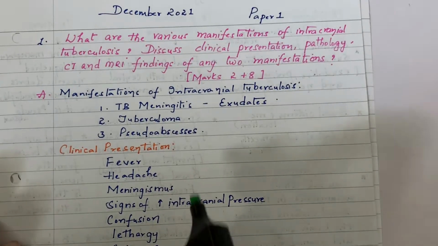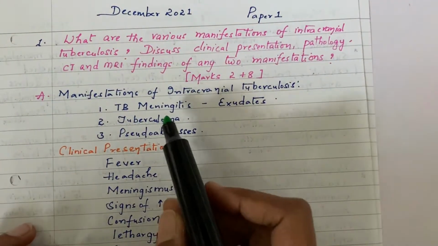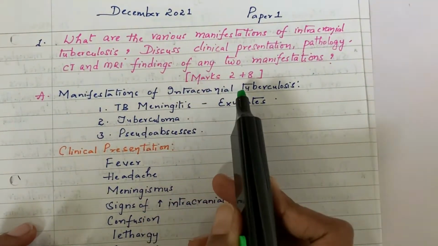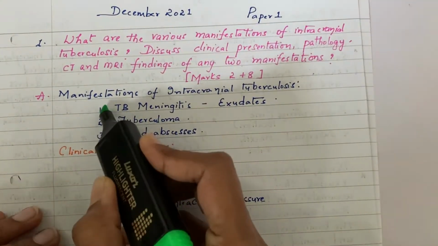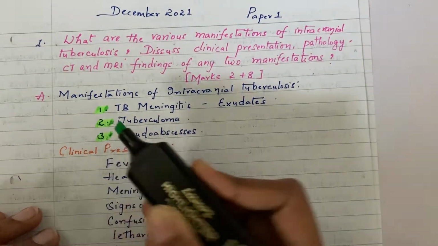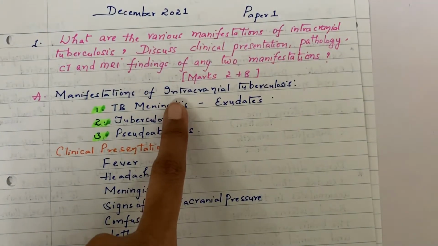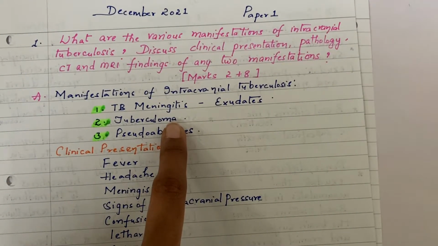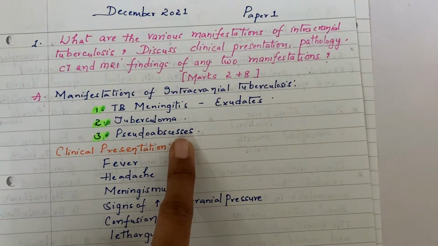Coming to the first part, what are the various manifestations of intracranial tuberculosis? Just write in the examination whatever they ask so that you can manage the time properly. We have TB meningitis, tuberculoma and pseudoabscess. Only 3 points, remember. TB causes meningitis, it may form tuberculomas and it may cause abscess. They are pseudoabscess. I'll tell you why they are called pseudoabscess.